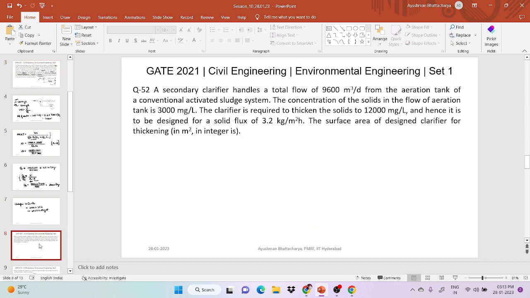Now let's move to the next question. The next question says a secondary clarifier handles a total flow of 9600 meter cube per day from the aeration tank of a conventional activated sludge system. The concentration of the solids in the flow from the aeration tank is 3000 milligram per liter. The clarifier is required to thicken the solids to 12,000 milligram per liter, and hence it is designed for a solid flux of 3.2 kg per meter square per hour. The surface area of the designed clarifier for thickening is?